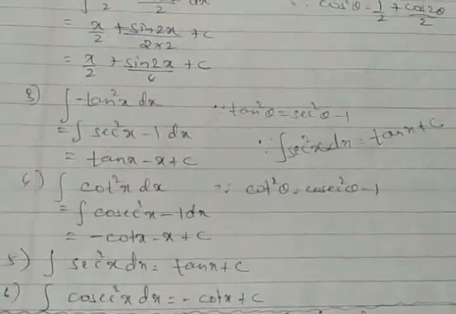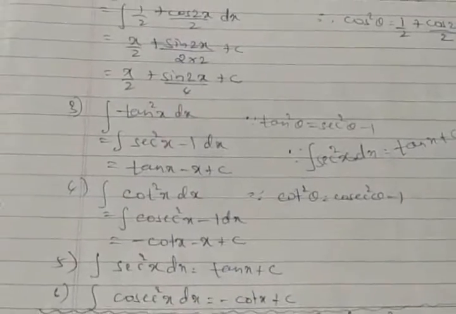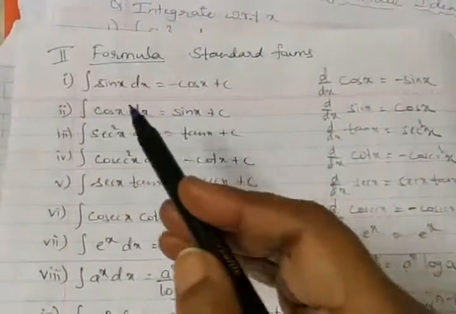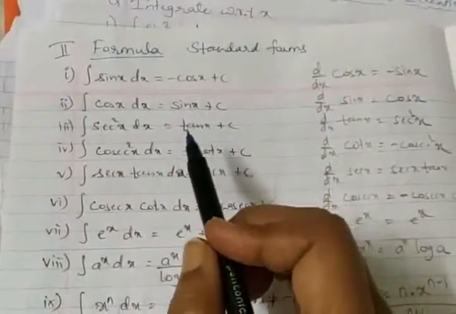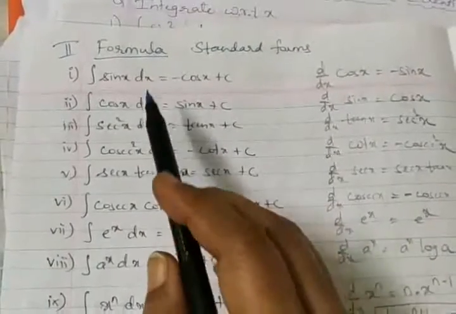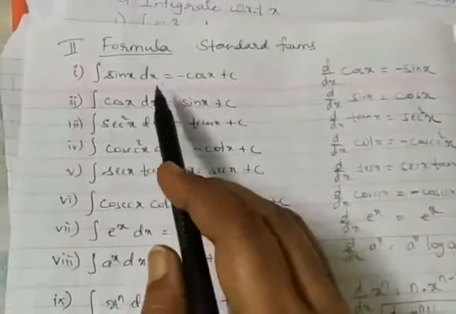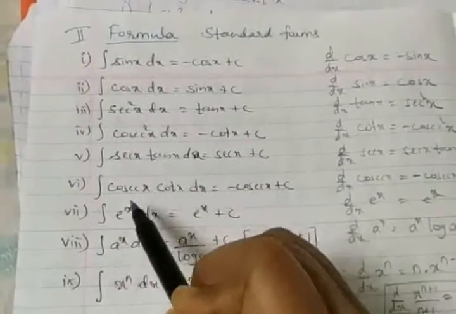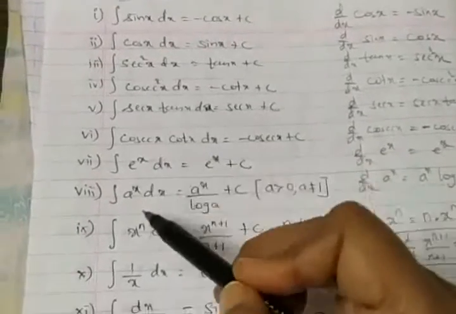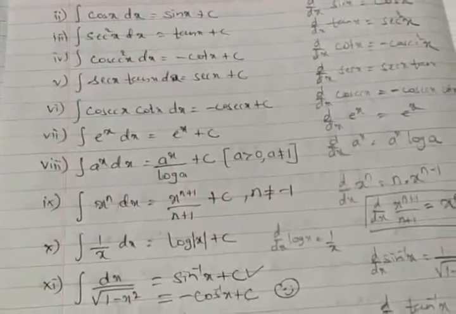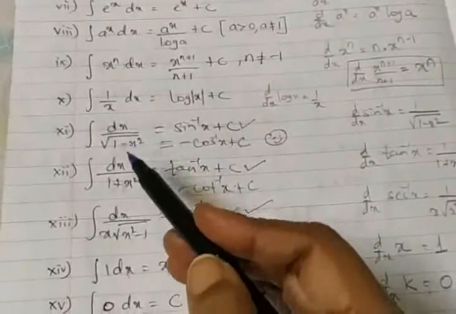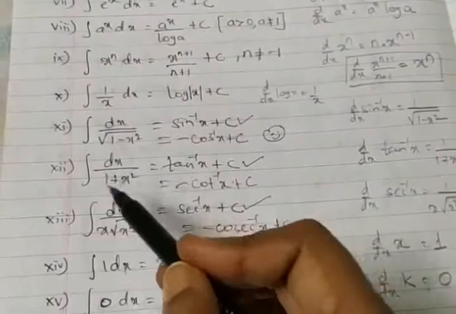I hope you remember the chart which I had given to you, and here is the chart. Here we have the standard formulas. I had asked you to write all the formulas on this paper and keep it ready. So integration of which terms is ready? Sin x, cos x, secant square, cosecant square, sec into tan, cosec into cot, e raised to x, a raised to x, x raised to n, 1 by x. I hope you remember all the results here: 1 upon root of 1 minus x square, 1 upon 1 plus x square.